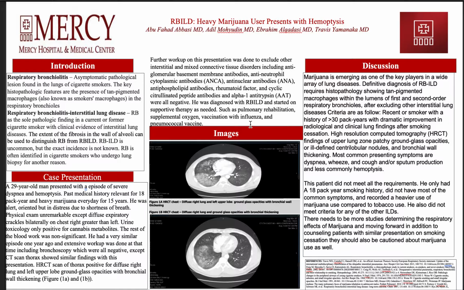Marijuana is emerging as one of the key players in a wide array of lung diseases. In the past 20 years, marijuana use has risen. Many patients present with some respiratory symptoms after recent use. Marijuana is emerging as one of the key players in lung diseases that are not limited to silica-induced pneumoconiosis, acute hypersensitivity pneumonitis, and diseases such as those.